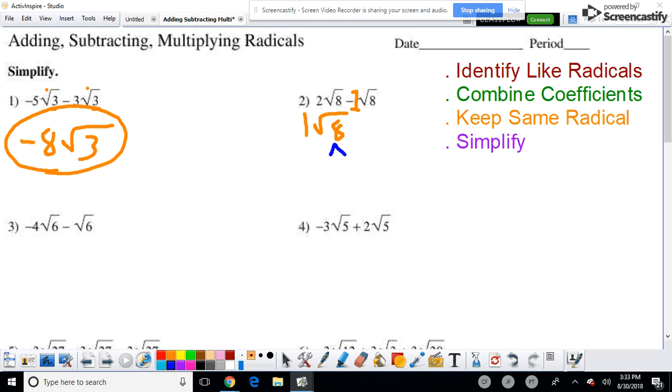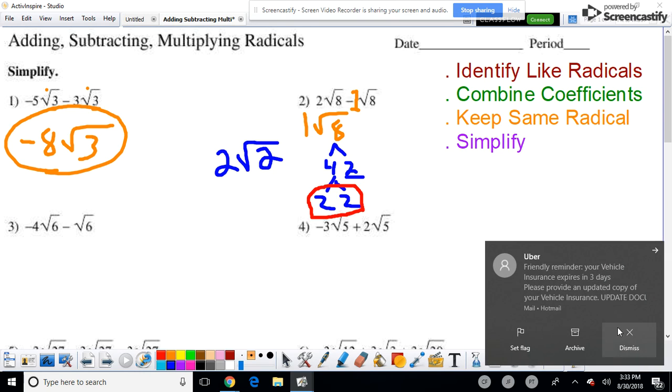Now, we can simplify this last step. So let's go ahead and break down that 8. That's 4, that's 2, and 2. Now, remember, when you break this down, this group comes out to the front. That becomes a coefficient. So the blue 2 is going to go to the front. This other 2 here stays under the radical because we couldn't pair it. It's left over.